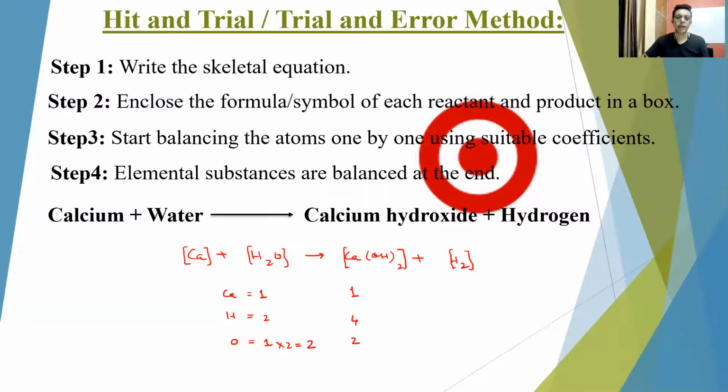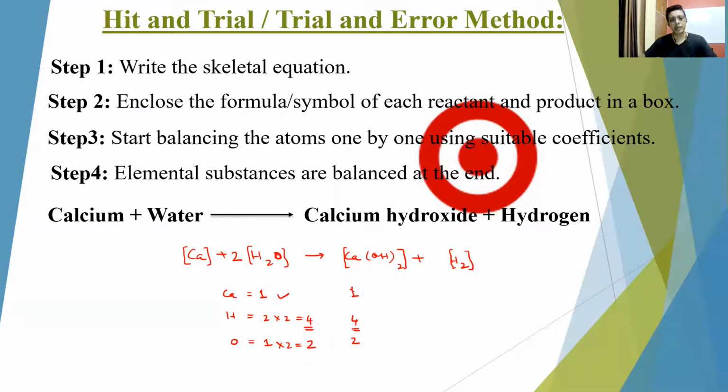So 2 means the left hand side oxygen is here. This is the oxygen in water. So place 2 here. This made the oxygen equal, but it has changed the number of hydrogen atoms also. Hydrogen becomes 4. Since hydrogen becomes 4, on the right hand side you already have 4 hydrogen. That means hydrogen is also balanced.